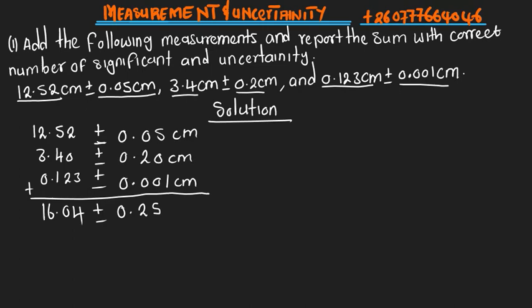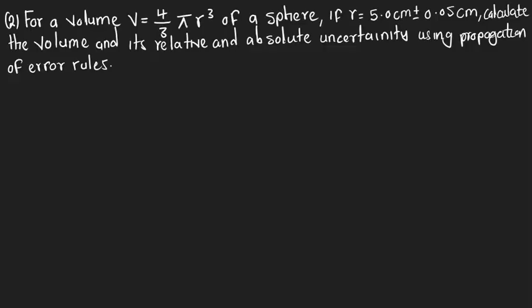Now notice how many significant figures we have. We've got 1, 2, 3 significant figures, and on the other end, we also have 3 significant figures. So this is going to be in centimeters, and this depicts the final answer. So that is how you calculate for this particular question. It's actually very simple. We come to the second question.